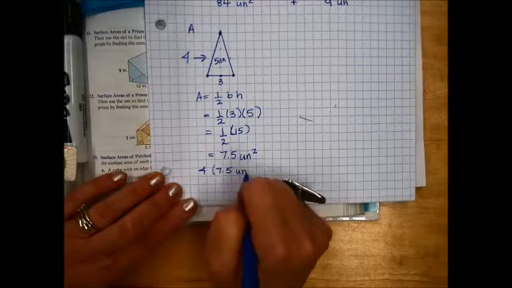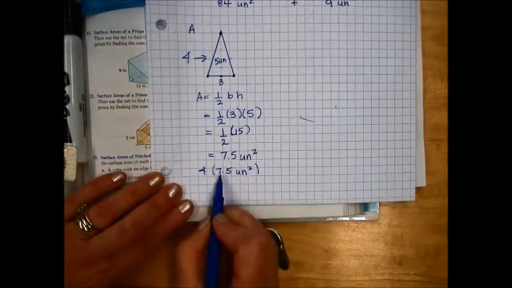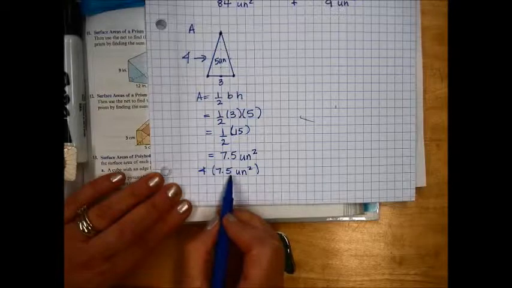So y'all help me out. 4 sets of 7.5 would be 4 times 7 is 28. And another, is that 30?